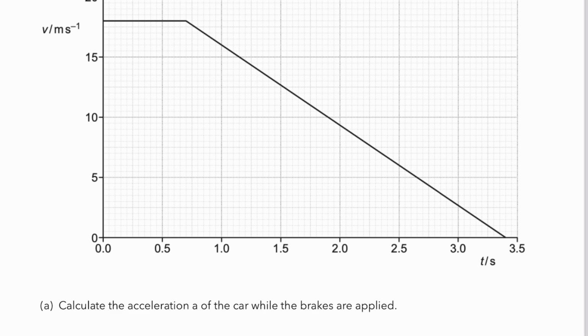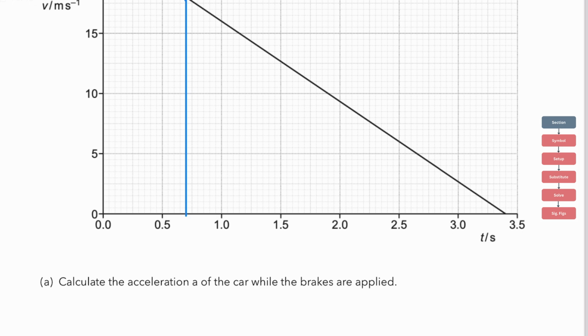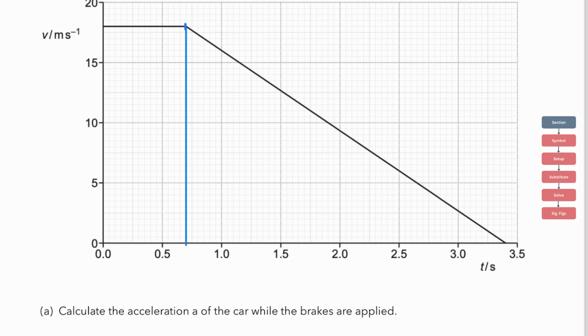It's very clear the brakes are applied at this point here. So we're interested in everything to the right of this line. Using our Solve Smart method, we'll go to the section of the data booklet that we're interested in. And because this is a straight line, it's constant acceleration. Constant acceleration means SUVAT equations. So we're going to head to the section of the data booklet that deals with the equations of motion.